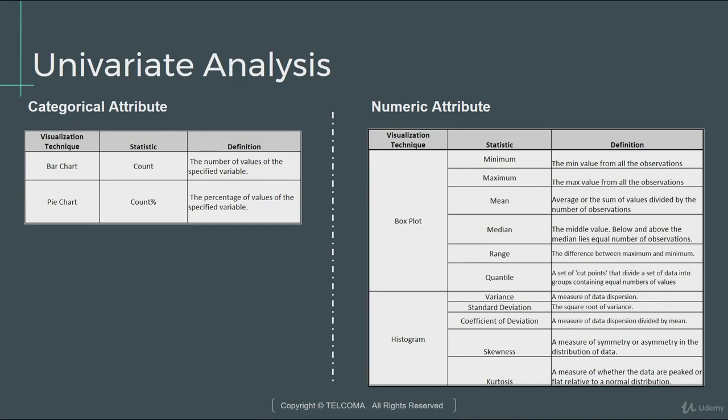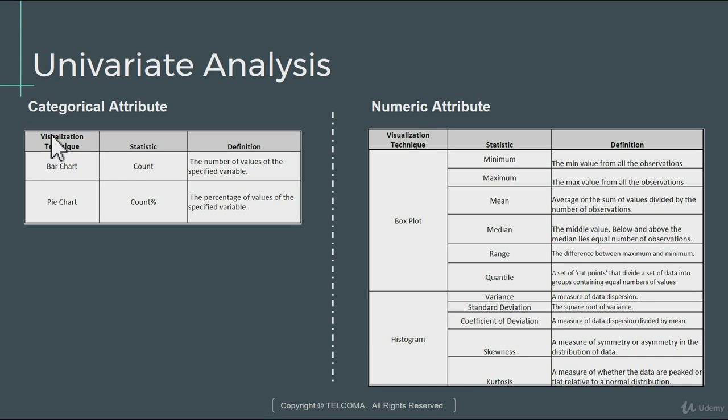Univariate analysis, as you would already know, is the study of a single variable at one point of time. So, based on the kind of attribute you have, let's say a categorical attribute like gender, which would have values of male and female, or a numeric attribute like age, which could have values like 10, 15, or 25, the visualization technique and the statistic measure that you would use to interpret these variables will be different based on the kind of variable they are.